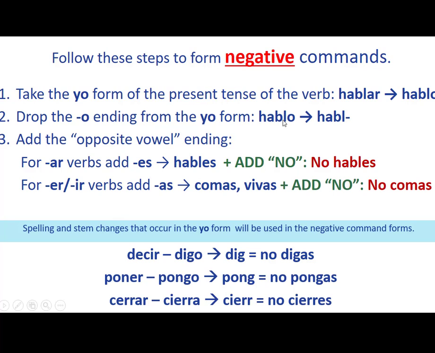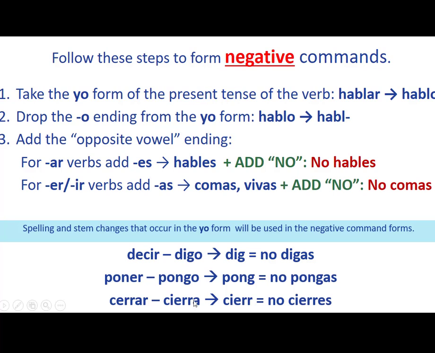Drop the O is the second step. We have it here. And then opposite vowel. If it was an ER verb, let's add an AS at the end with the no. Same thing with this, cerrar. The E changes to IE, so just keep those changes. Drop it was the yo form.